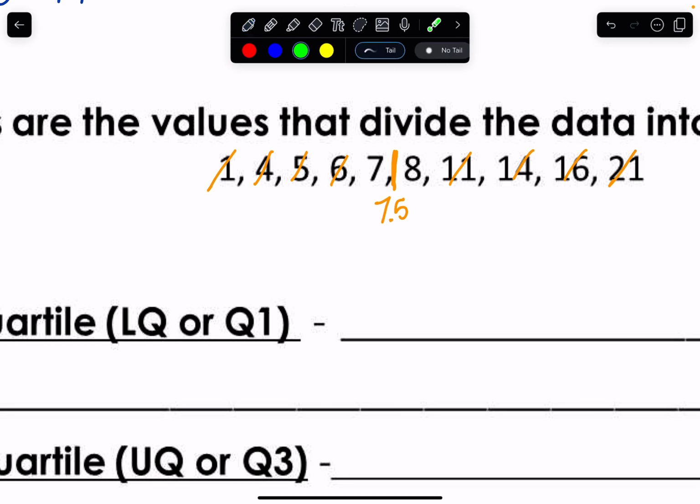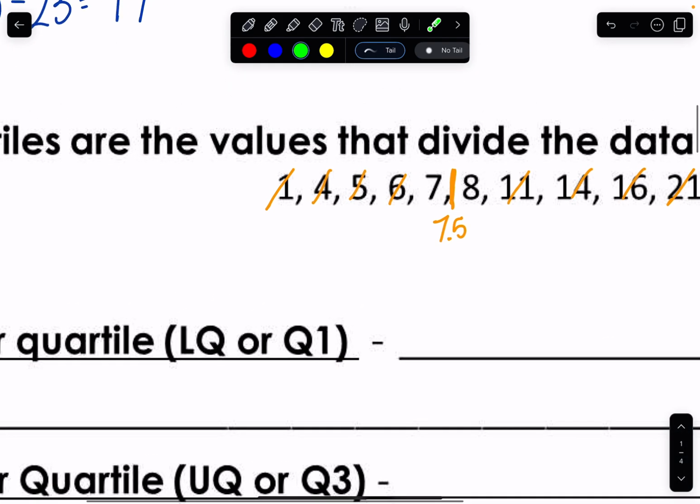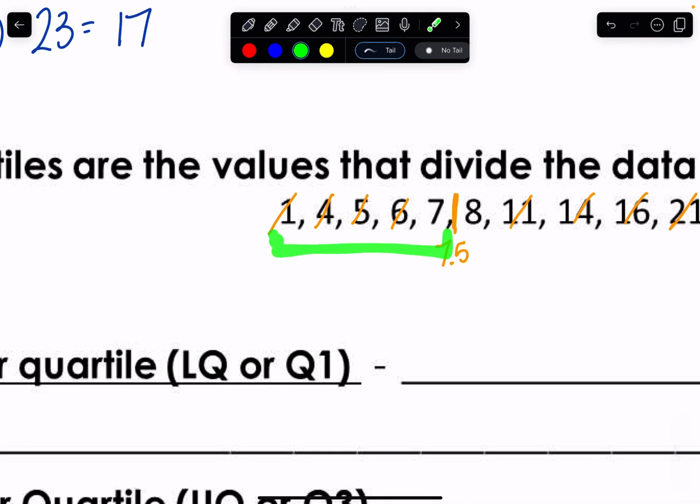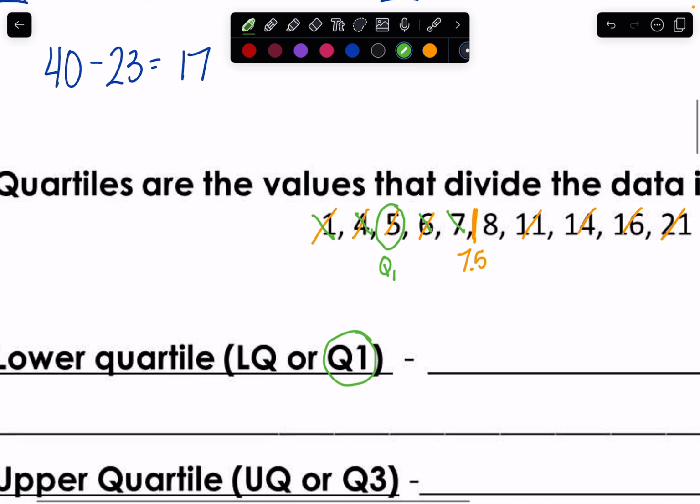If I'm trying to find my lower quartile, that's the first thing. My lower quartile is saying I want to cut the first half in half again. So if this is the lower half of the data, those numbers are smaller, I want to do that process one more time. I'm going to cross off 1 and 7, cross off 4 and 6, until what number is left in the middle here? What do I have? 5, right? This would be considered my lower quartile, which we often abbreviate as Q1. Lower quartile is Q1.